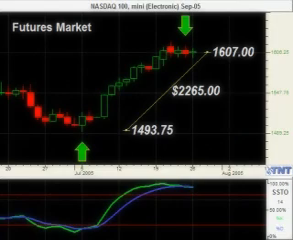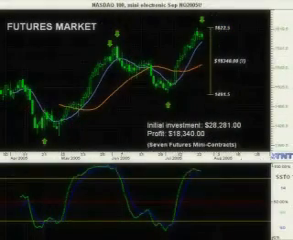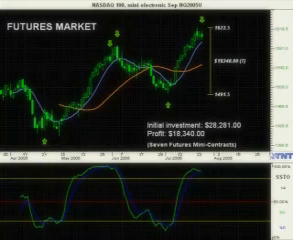How long did that take? 15 days. Okay, let's look at it from another point of view. Let's compare apples to apples. Take a look at this chart. Now what would happen if we invested the exact same amount of money in the futures market as we did in the Qs over there in the stock market?